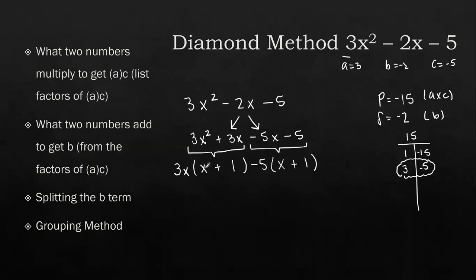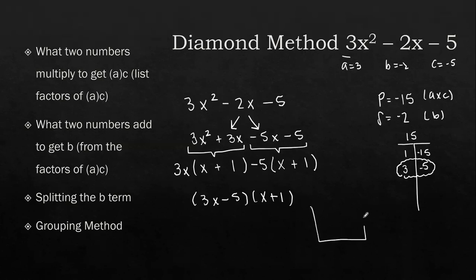What is your goal? Your goal is to get the same thing in both parentheses. If you have the same thing in both parentheses, you're good. If you don't, you need to go back and figure out what happened. So from here, I just take what's not in the parentheses. So the 3x minus 5 is one factor. And what is in parentheses? The x plus 1. And these are my two factors. Three x minus 5 and x plus 1.